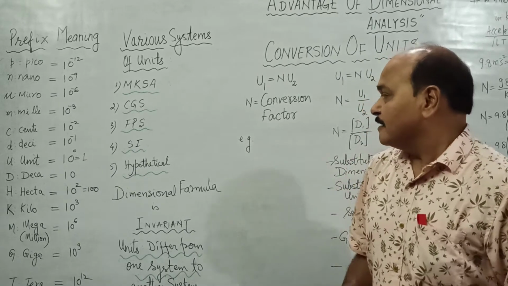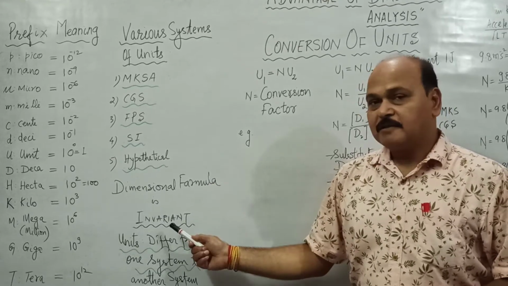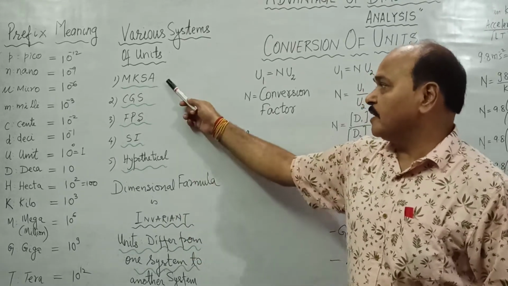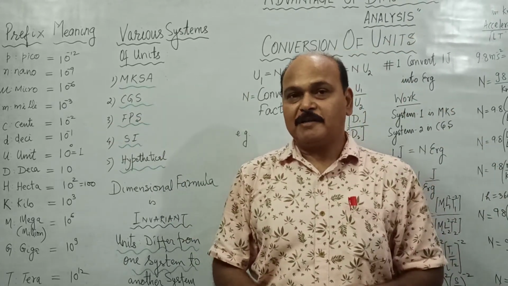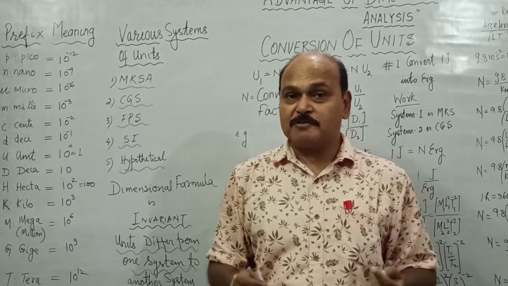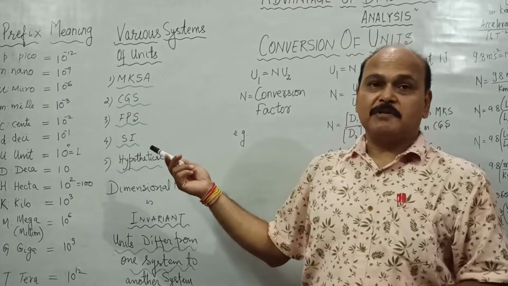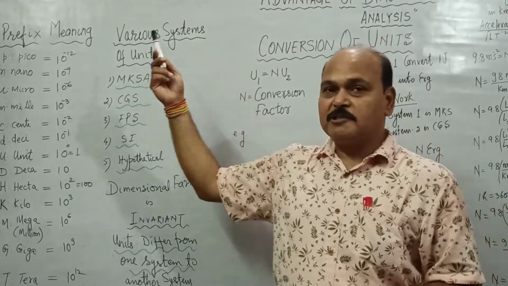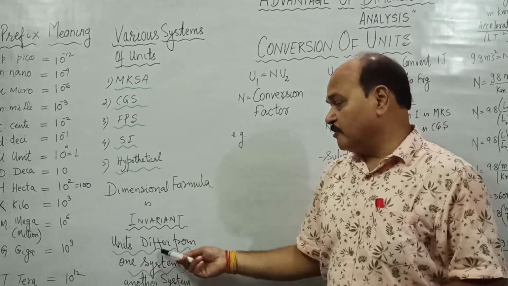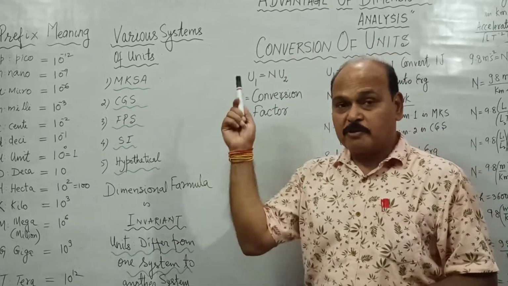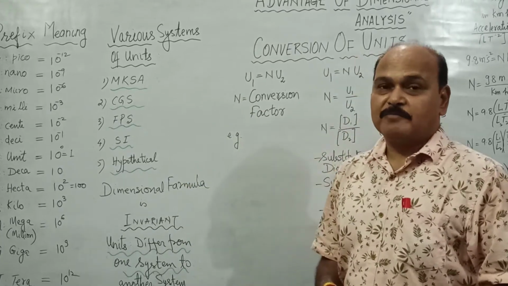Well, children, the dimensional formula of a physical quantity is invariant. Whatever may be the system, MKS system, CGS system, FPS system, the dimensional formula of a physical quantity does not vary. When we talk about force, the dimensional formula is MLT to the power minus 2 everywhere, in every system, whether it is hypothetical or any of these four systems. But the units of course differ, and that is what we are going to find out: the value of one quantity, the unit of one quantity, in some other system.